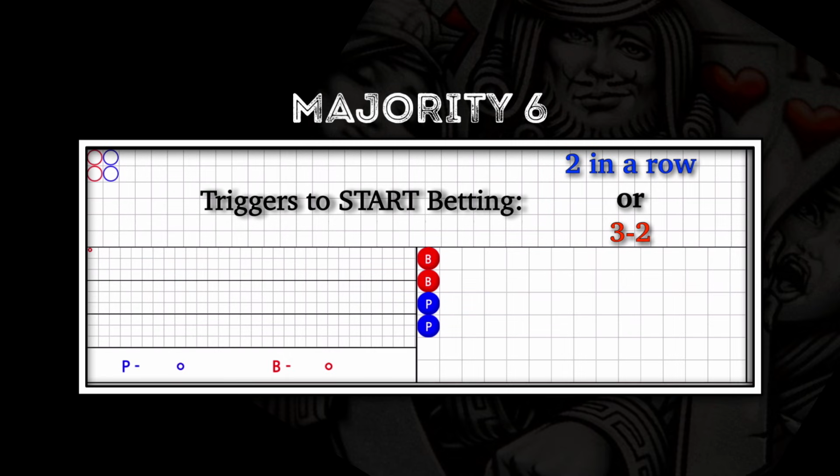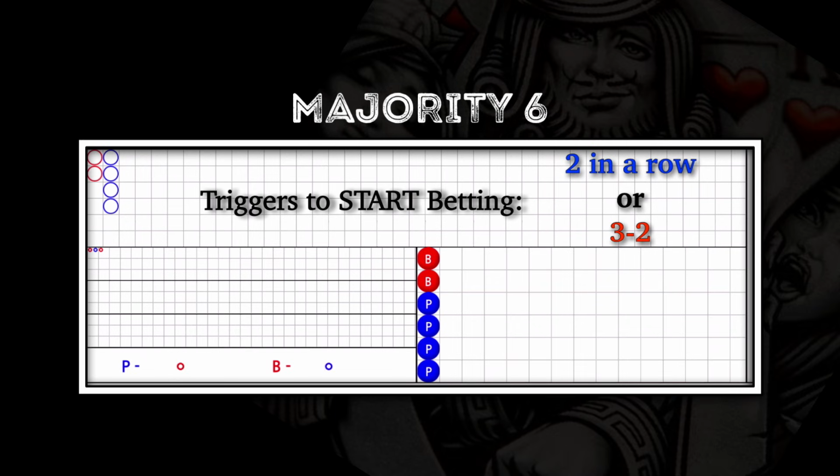So let's say another player shows up. We now have a 3-2 situation in favor of the player. So I'm going to place my next bet on player. And there we go. There is a win. We will now wait for column number 2.